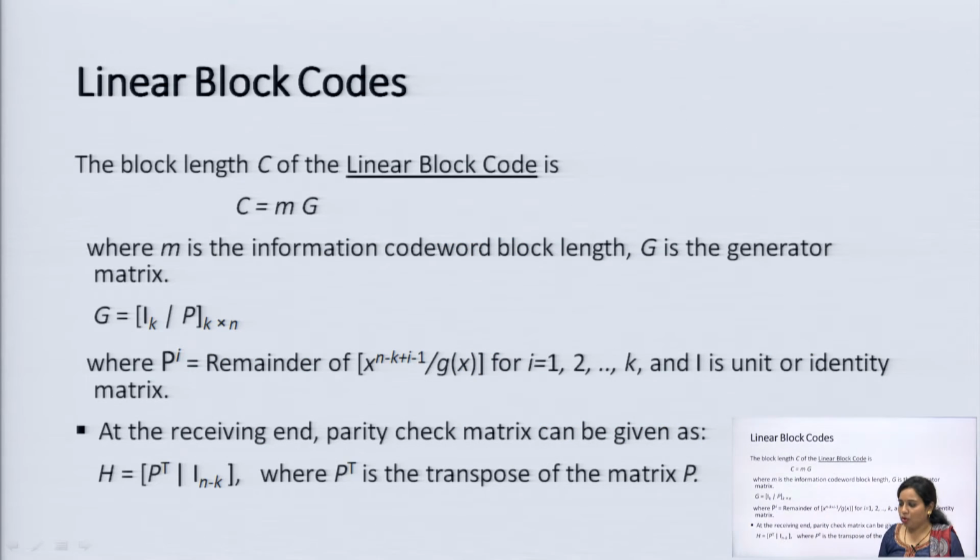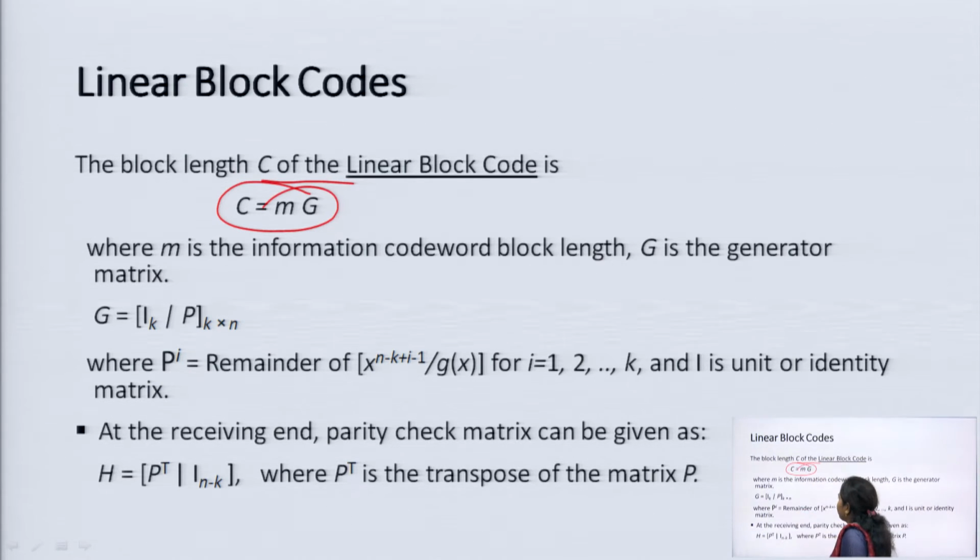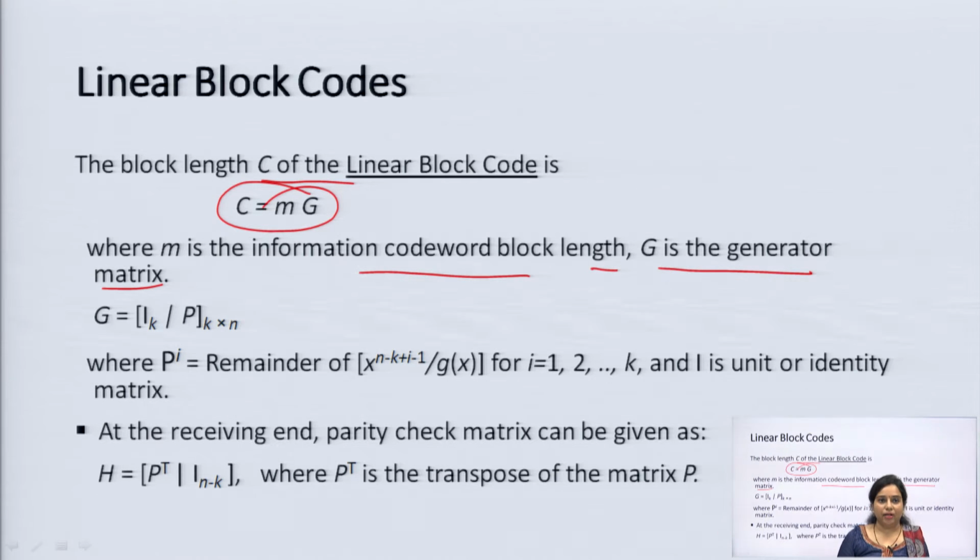Next is the linear block code. The block length C of the linear block code is given by this, that is C is equal to m multiplied by G. This is not the simple multiplication, it is only the matrix multiplication, where m is the information code word block length, G is the generator matrix. Now, the question arises that how this generator matrix will be generated.